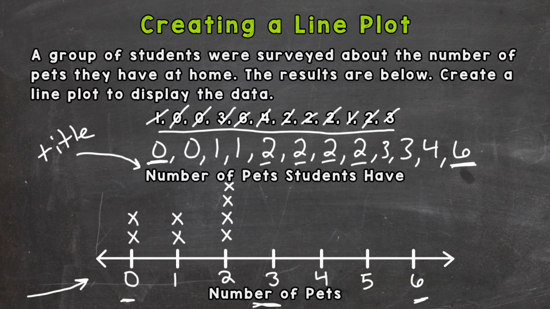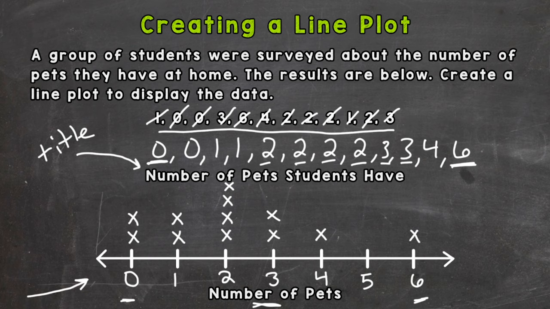Then we check how many students have three pets. One, two. How many students have four pets? One. How many students have five? None. So we do not put anything above that five. And then one student has six pets.